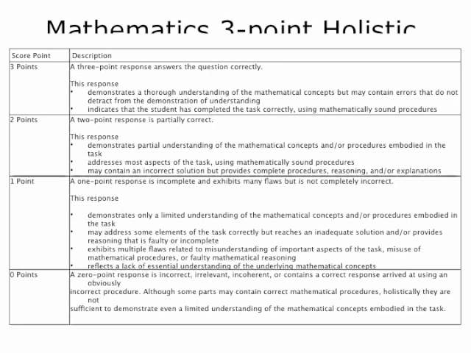A 2-point score is partially correct. It demonstrates a partial understanding, addresses most aspects of the task, may contain an incorrect solution but provides complete procedures, may reflect some misunderstanding of the underlying mathematical concepts or procedures.